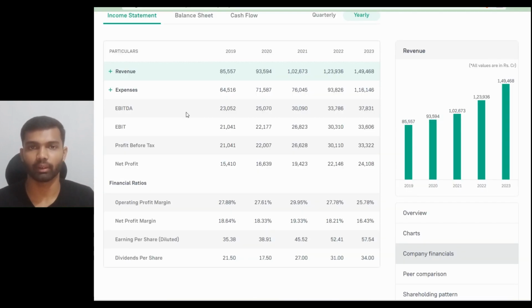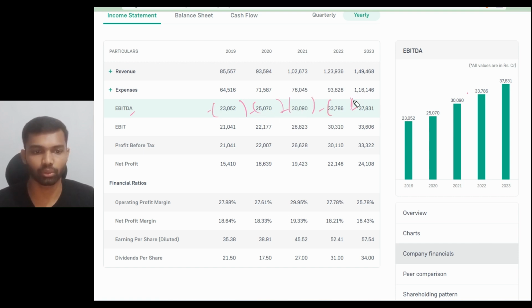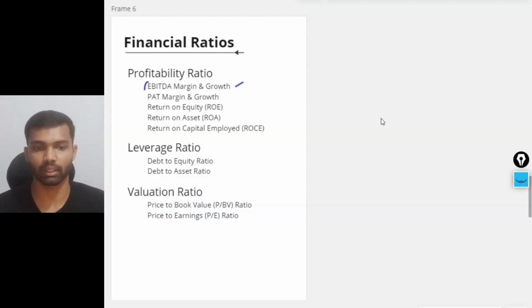Okay, in the previous example, we saw the Infosys P&L statement. If you look at the website called Groww, they have already calculated everything. Now we are seeing the EBITDA for the years 2019, 20, 21, 22, and 23. If we see here in the chart, the EBITDA is increasing year on year, so that is a good sign for a company. Now we have seen what an EBITDA margin is and how to calculate it, and we also saw the example of the Infosys company and its growth.